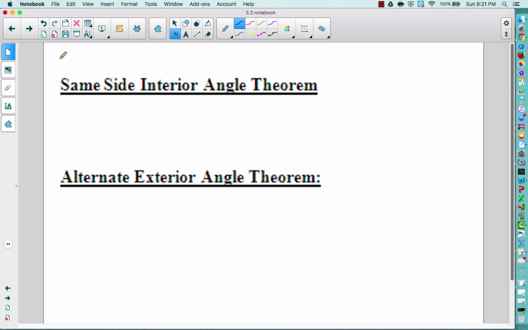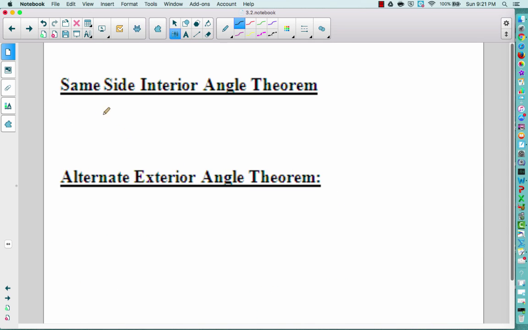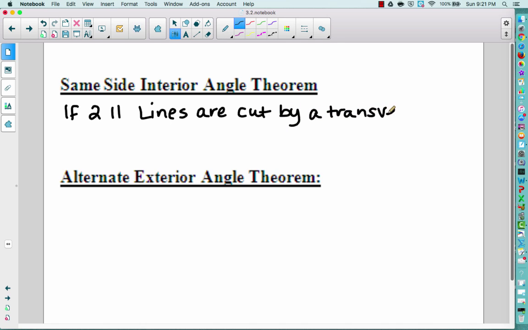All right, so let's just figure out what we just proved. What you just proved is that if 2 parallel lines are cut by a transversal, 1 and 3 are same side interior angles, and we just proved that they are supplementary. And that's exactly what the theorem says. If 2 parallel lines are cut by a transversal, then same side, and look what I'm abbreviating, same side interior angles are congruent.